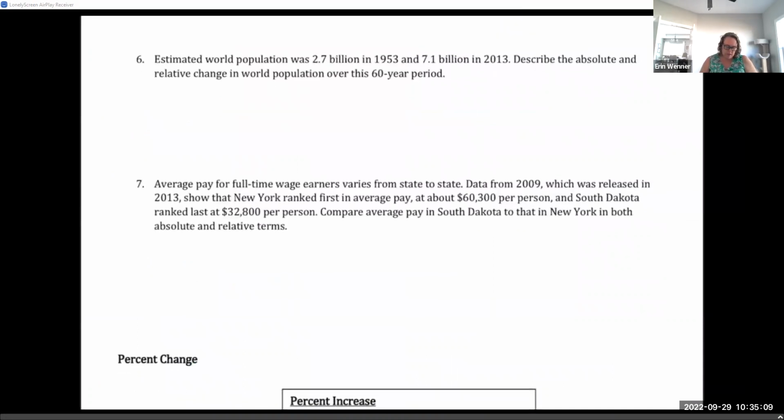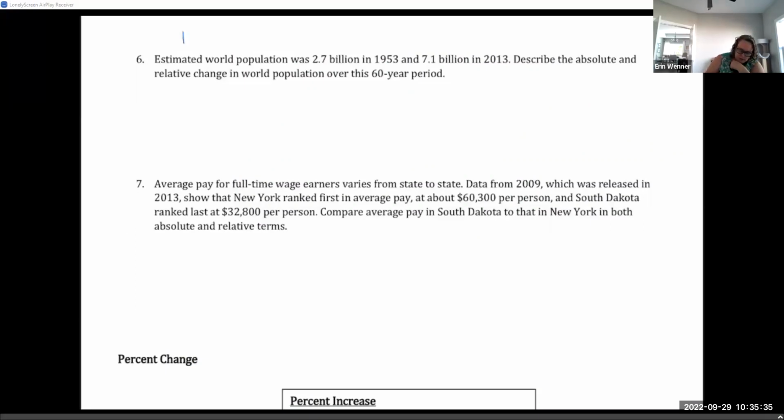So number 6 says estimated world population was 2.7 billion in 1953 and 7.1 billion in 2013. Describe the absolute and relative change in world populations over this 60-year period. FYI, you don't need to use the actual 60-year portion. We're just saying, what did it start with? What did it end with?